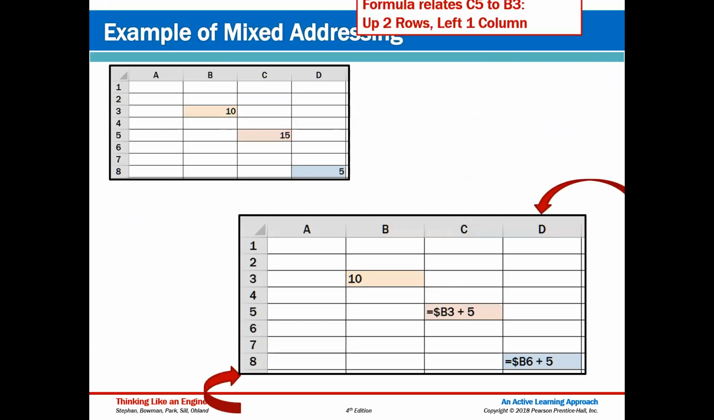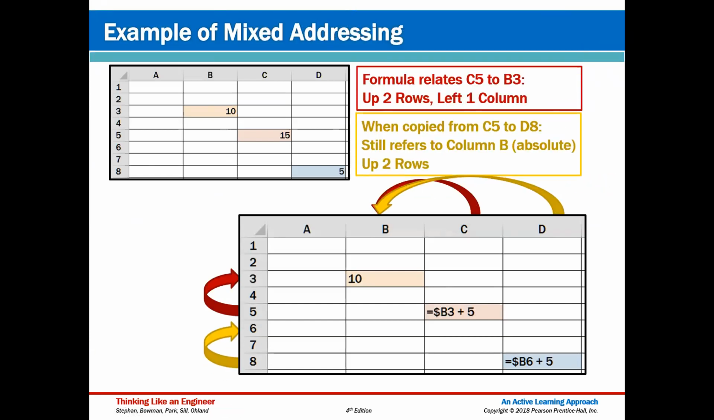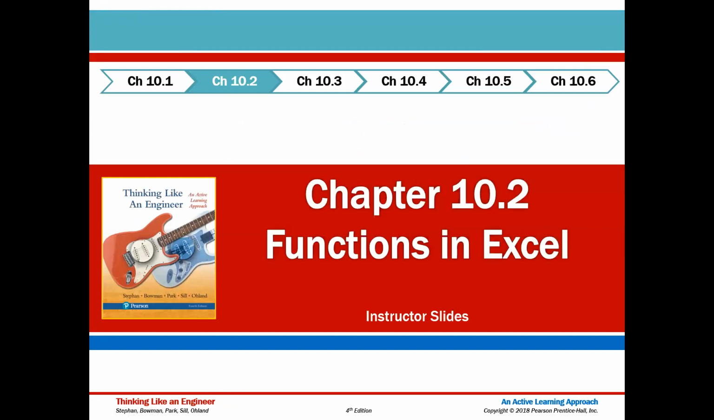And so when we relate C5 to our B3 cell reference, when we update that and copy our formula into D8, we end up with B6 plus 5 instead, which gives us that value of 5.